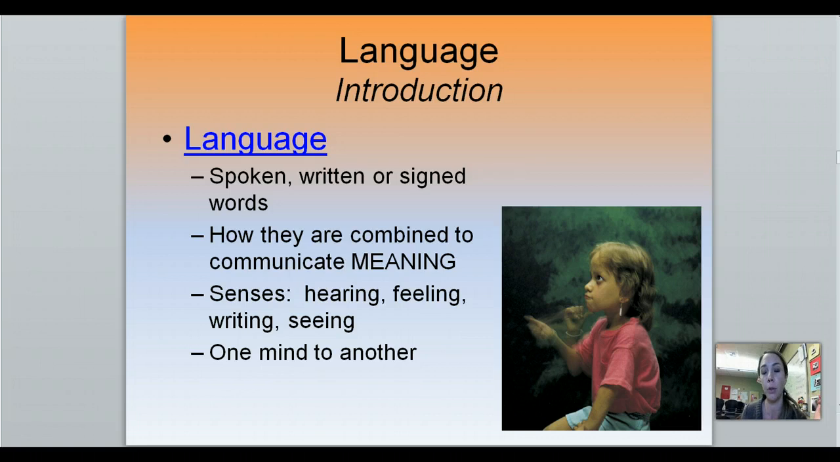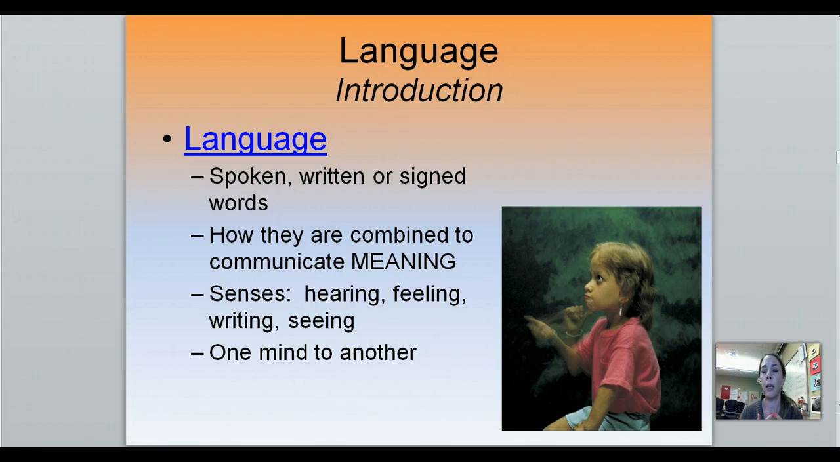Language can be defined as a couple different things. It can either be spoken, written, or signed. So you can communicate with a couple different mediums, right? You can speak your language, you can write your language, and think about anything that can be signed. So sign language, or what do hand motions add to a language? It's all those things and how they are combined to communicate meaning. So it's important that you know that language communicates meaning, that it's not just words after words that don't make sense together. There has to be some meaning that's associated with language.